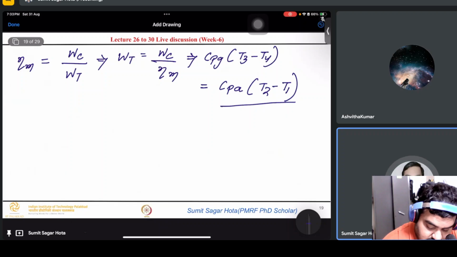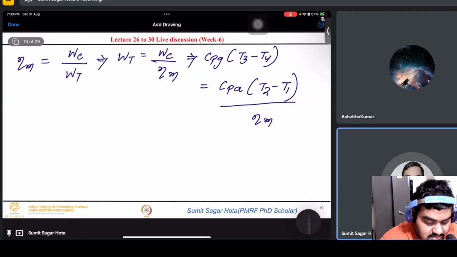Divided by mechanical efficiency. Here our objective is to find out T4, because we already have all the other values, only T4 is unknown. We have to find out T4, so you have to just substitute all the values and find out T4.